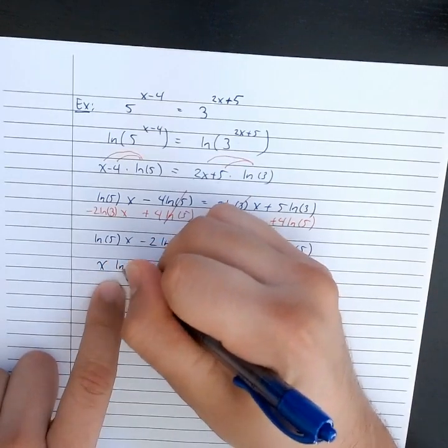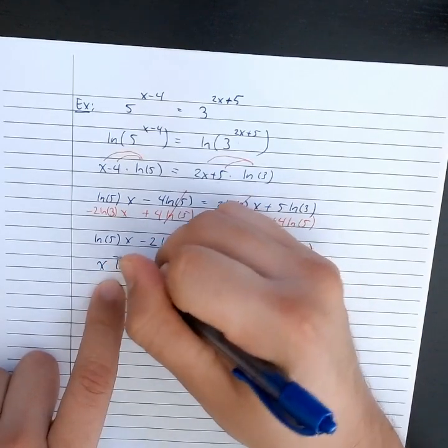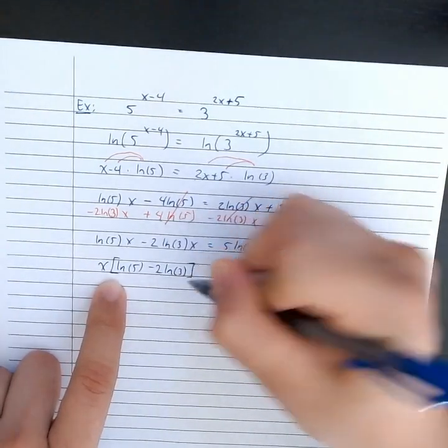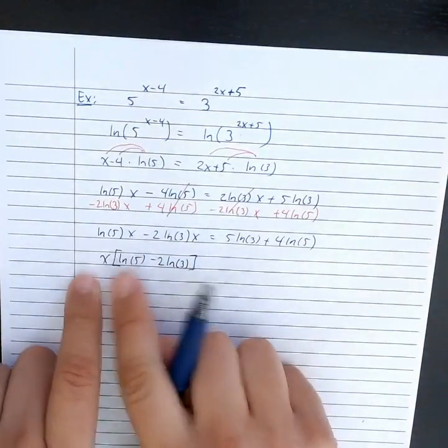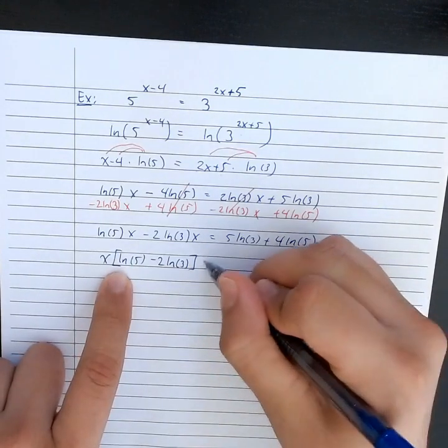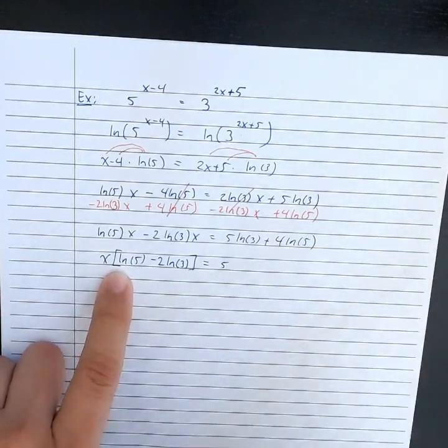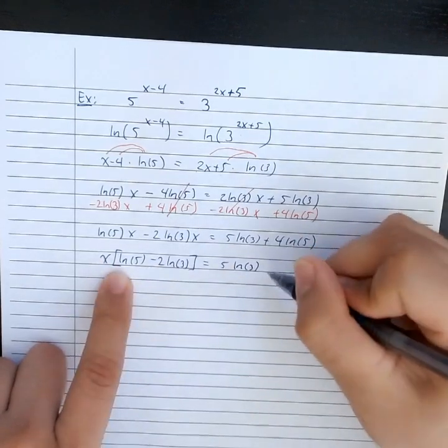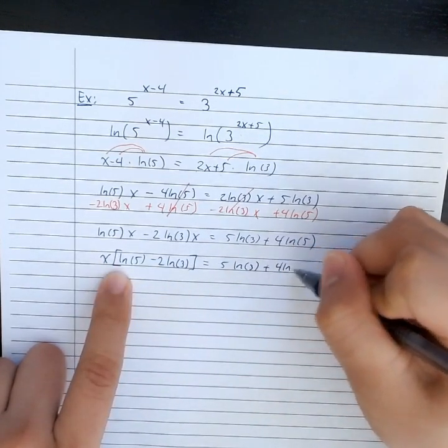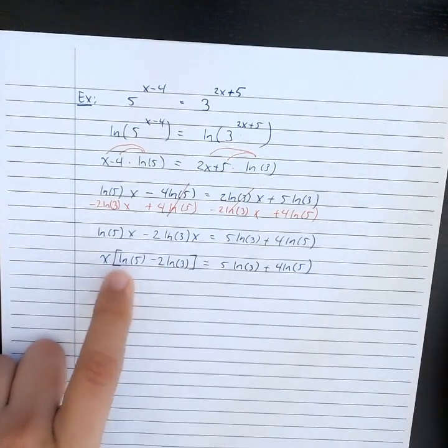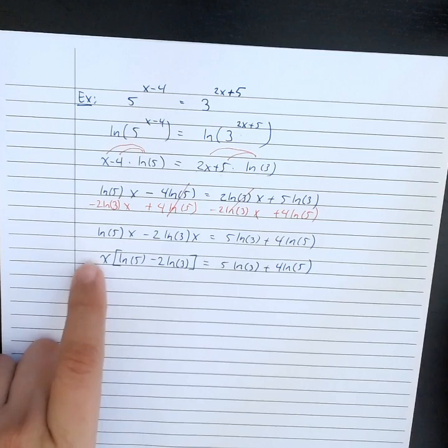That is x natural log of 5 minus 2 natural log of 3. You factor out an x from each of those. That leaves you just the natural log of 5 minus 2 natural log of 3. Over here, there is no x, so there's nothing to worry about. All of our x's were over here. And now, that's x times the number. We don't want x times the number. We just want the x.